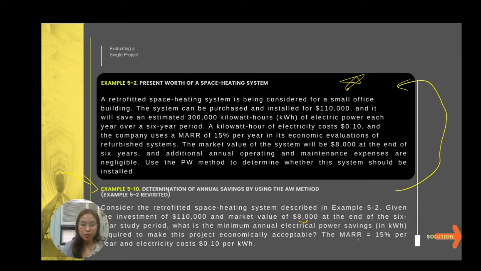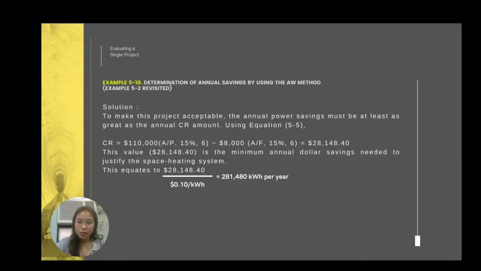Given the MARR of 15% per year and the electricity rate of 0.10 per kilowatt hour. Let's go to the solution. To make this project acceptable, the annual power savings must be at least as great as the annual CR amount. We use the CR amount formula: 110 is our investment, the MARR, and the 6-year period, deducting the market value of 8K. Same, and you will get 28,148.4. Now, this value, the 28K plus, is the minimum annual dollar savings needed to justify the space heating system.